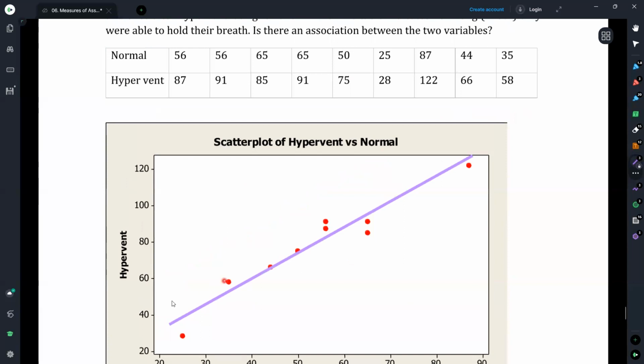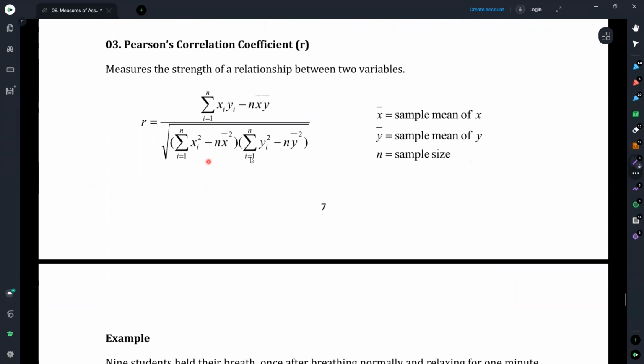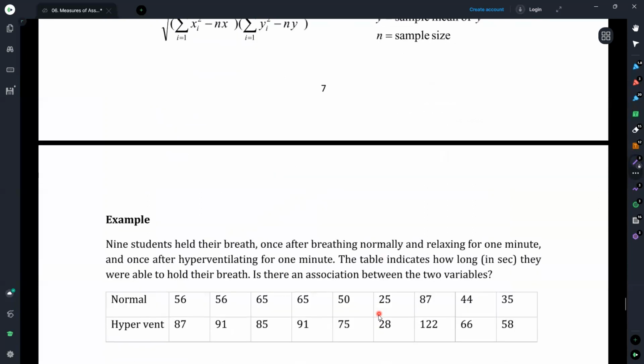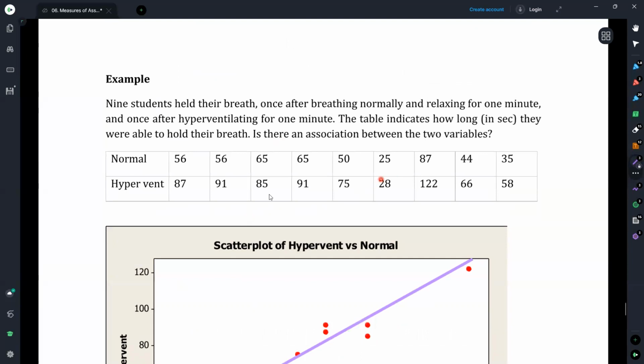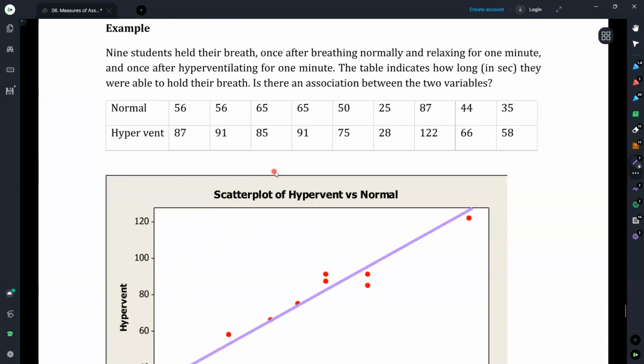Now, since we have identified that there is a linear relationship among the variables, we can move on to further analysis. Here we are going to find the Pearson's correlation coefficient for the Freud data. Using this equation, we need some values such as summation of xy, summation of x squared, summation of y squared, x bar and y bar. Those values will be helpful for our calculation, and now I will explain how we can use this set of data to calculate the Pearson's correlation coefficient.